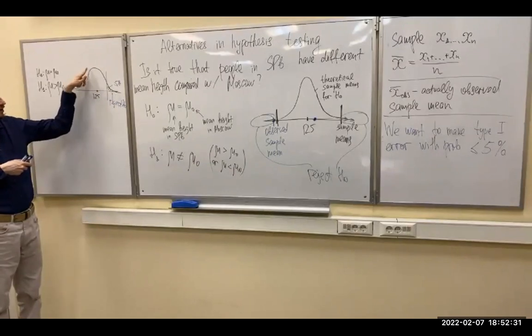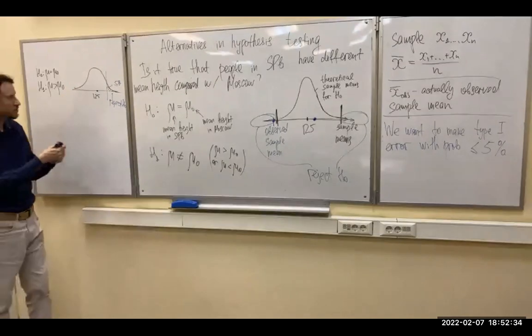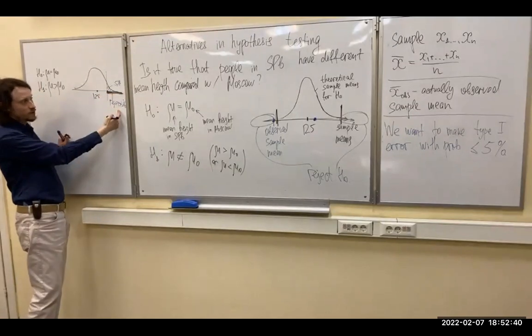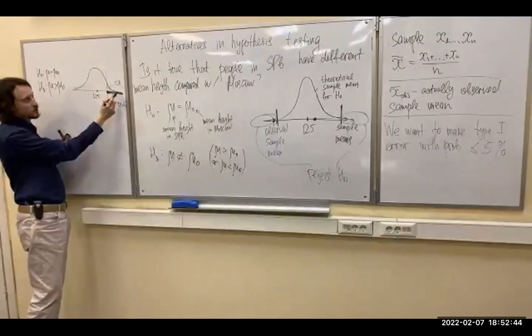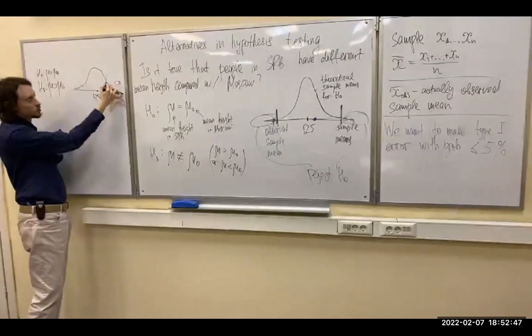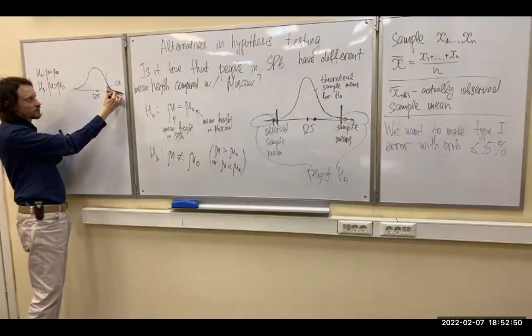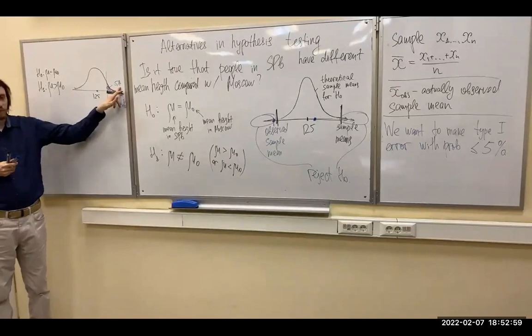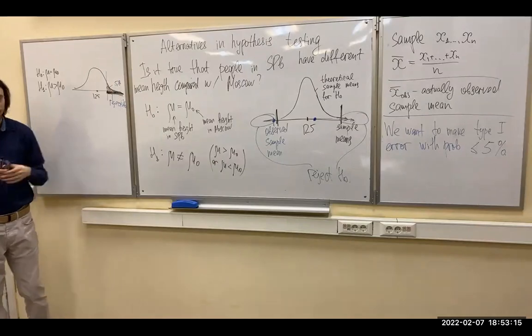If it is true, then according to this curve, if I'm in this region, I reject the null hypothesis. The probability of this event equals this area that I selected, and I want this probability to be less than or equal to 5%. And I put this threshold exactly at the value where this area is 5%, because it is the maximum possible way I can do it.